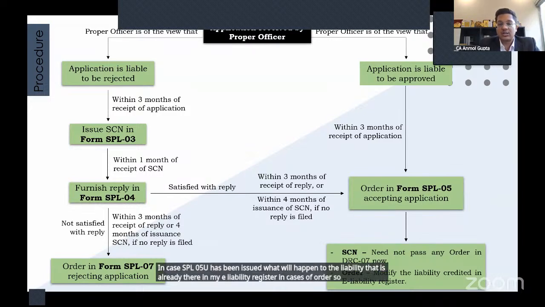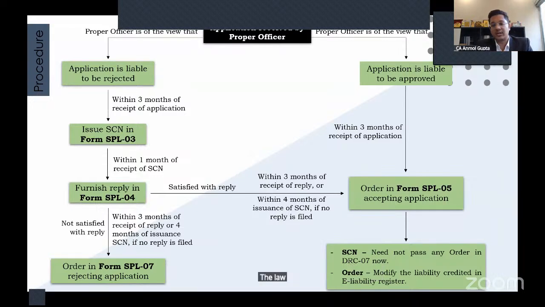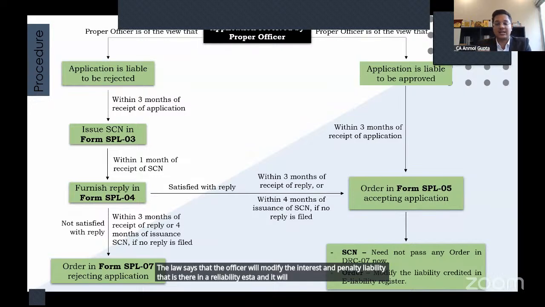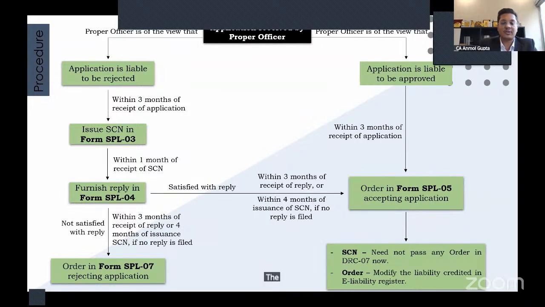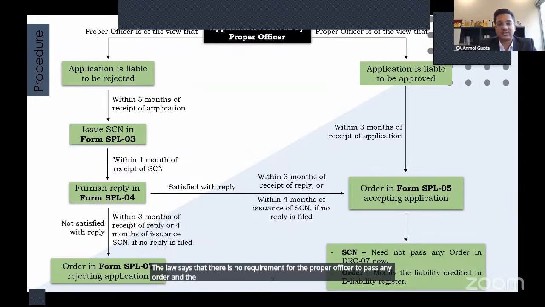So in cases of order, if there is a liability in e-liability register against the tax liability, you have already paid it off. Against the interest and penalty, the law says that the officer will modify the interest and penalty liability that is there in your e-liability register, and it will nullify that liability. But in case you have filed the application against a pending show cause notice, the law says that there is no requirement for the proper officer to pass any order, and the order in SPL 05 will serve as a proper order for conclusion of proceedings that were initiated in the show cause notice.